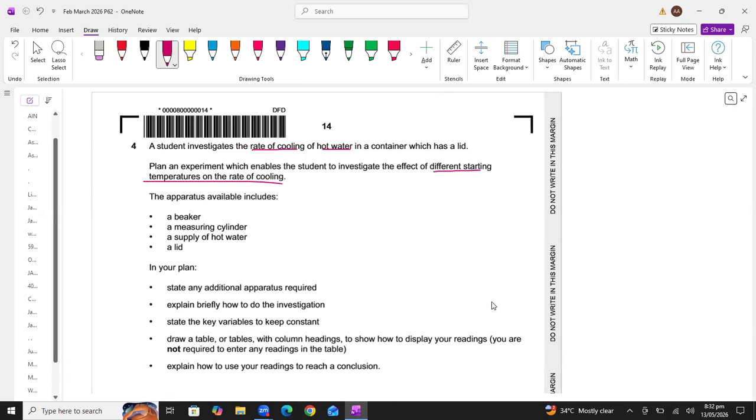Like initially we will take the greater temperature like 90 degrees Celsius. Then we will repeat the experiment with 80 degrees Celsius initial temperature. Then we will repeat the experiment with 70 degrees Celsius. So every time we have to take a different starting temperature and look at the rate of cooling. And we know, students, that when the temperature of hot water is higher, the rate of cooling is greater. As the temperature is decreasing, the rate of cooling of hot water will also decrease.